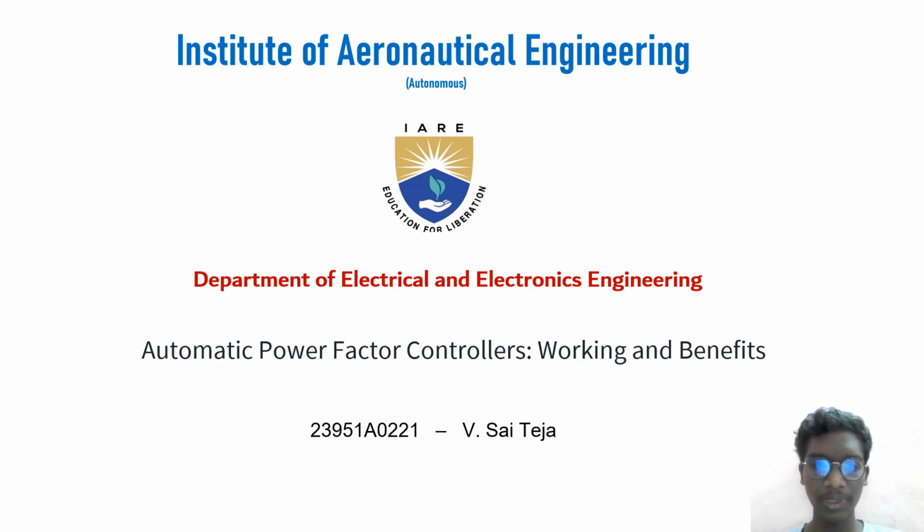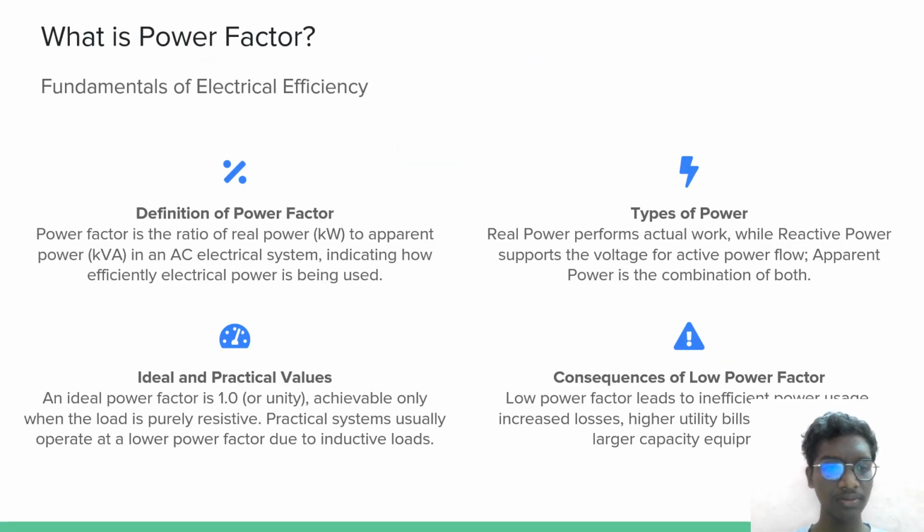Today, AAT topic is about automatic power factor controller working and benefits. What is power factor? Fundamentals of electrical efficiency. Definition of power factor. Power factor is the ratio of real power to apparent power in an AC electrical system, indicating how efficiently electrical power has been used.